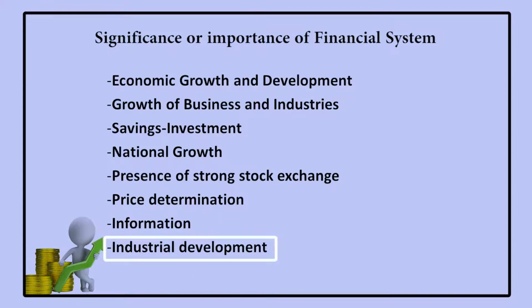And the last part is industrial development. The financial system also plays a key role in the industrial development of a country. They attract savings, then increase the savings of the household sector and invest those savings in the industrial development of the country.